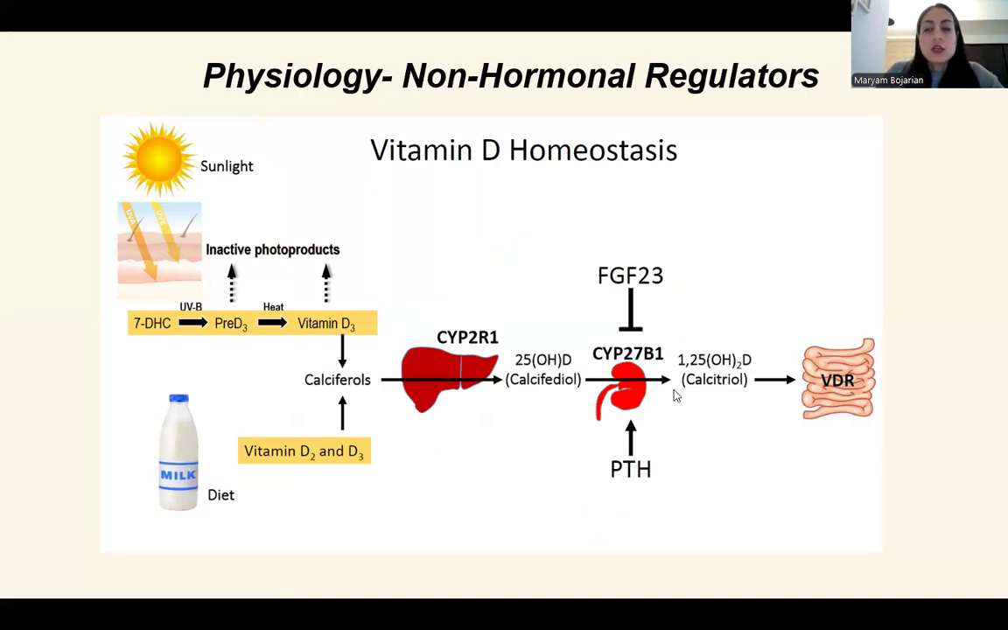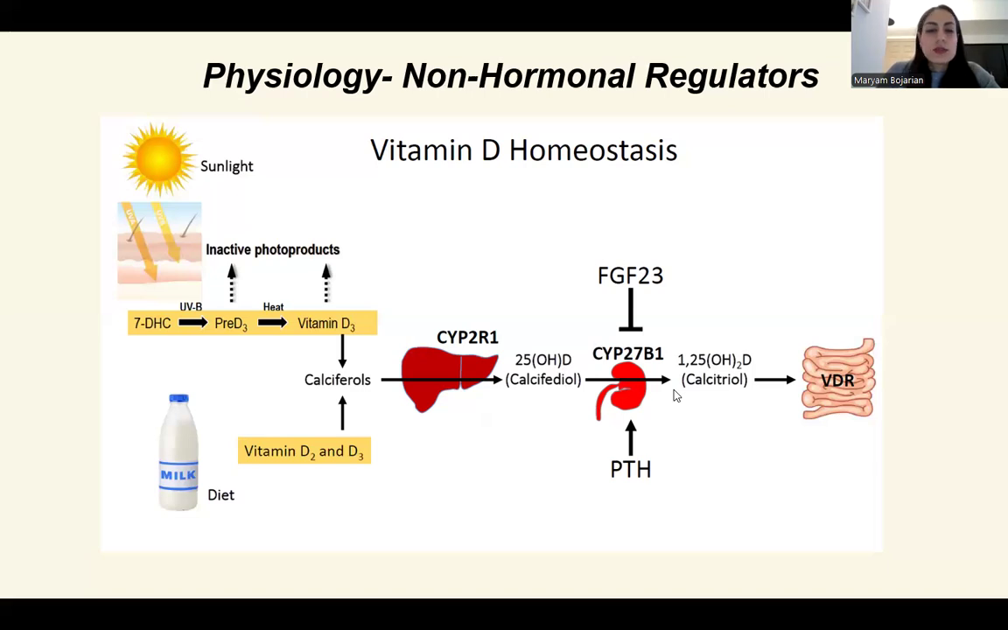Regarding the sunlight, UVB converts 7-dehydrocholesterol, or for ease, we can just say 7-DHC, in the skin into vitamin D3 or cholecalciferol. Both dietary D2 and D3 are converted in the liver to 25-hydroxy vitamin D, then in the kidney to the active form of vitamin D, which is 1,25 dihydroxy vitamin D.